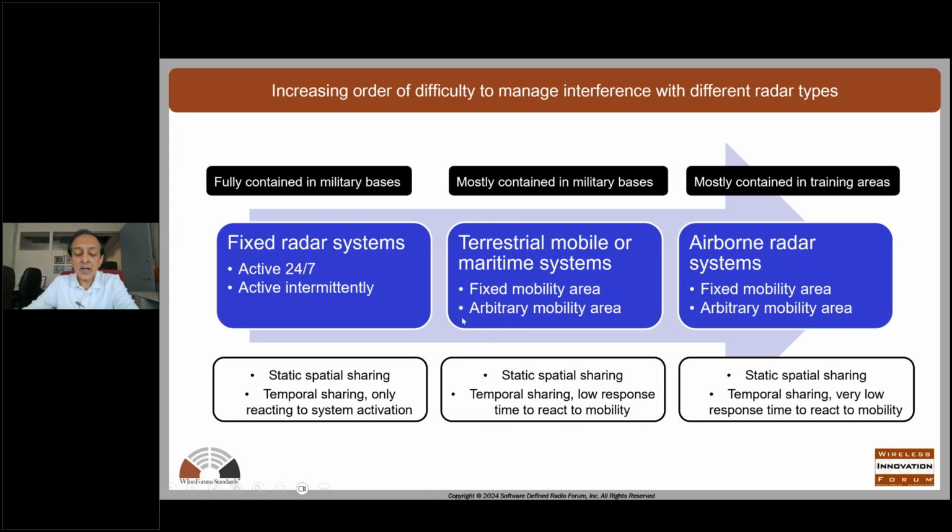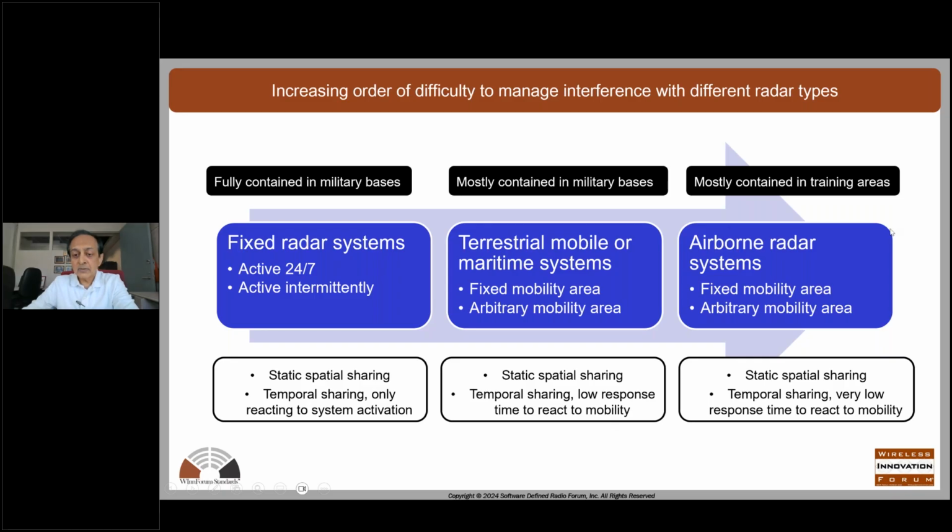So the system that we have should be able to take care of them. So again, we could have a static spatial sharing if they're contained within the military bases. But if they're outside, we need to resort to temporal sharing. And because they're mobile, we need a low response time to react to mobility. So as soon as we detect the systems are mobile, we need to react and stop using that particular part of the spectrum. So we need to have a fairly low response time, otherwise that will impact the performance of the radars.